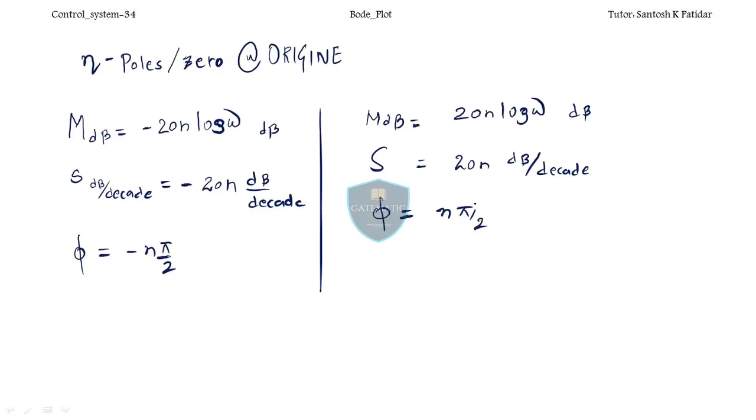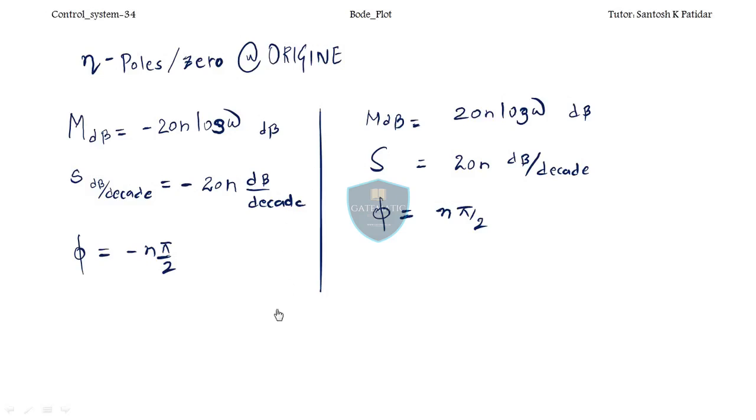In poles and zeros at origin, the magnitude provided by the poles is minus 20 n log omega dB. The magnitude and slope are related to the magnitude spectrum, and this phi is related to the phase spectrum. So the slope is minus 20 n dB per decade. If your n is 4, it means you are getting minus 80 dB per decade. This slope is due to this minus sign, it's decaying, and this one is rising. The phi over here is minus n pi by 2, here n pi by 2 in plus, here minus, and this is all about it.